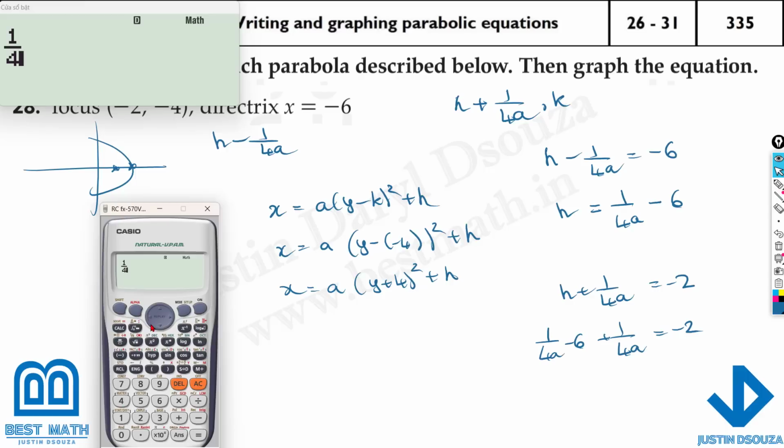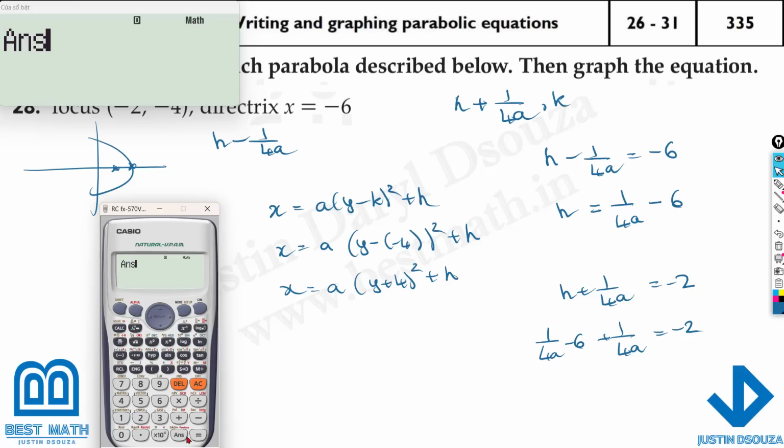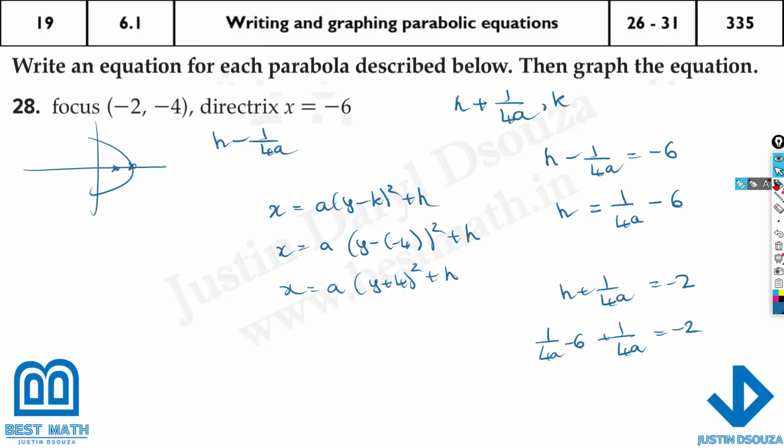I'll just type this out. 1 by 4a, that is alpha x, minus 6 plus 1 divided by 4a. I'll also solve it manually in a minute, but this is how we do it in the calculator. That is equal to minus 2. Shift and solve and then press equal to. A is 0.125. I'll press answer and equal to, it's 1 by 8. So I got the a value as 1 by 8. I'll write over here x is equal to 1 by 8.